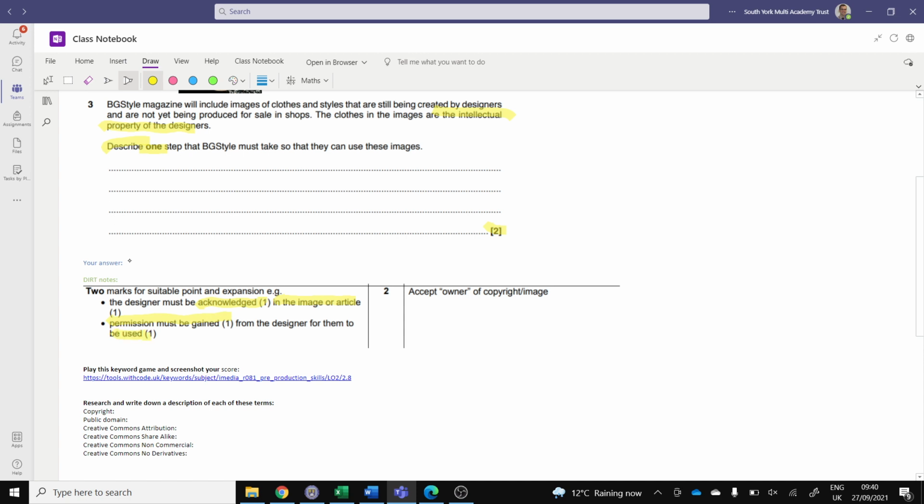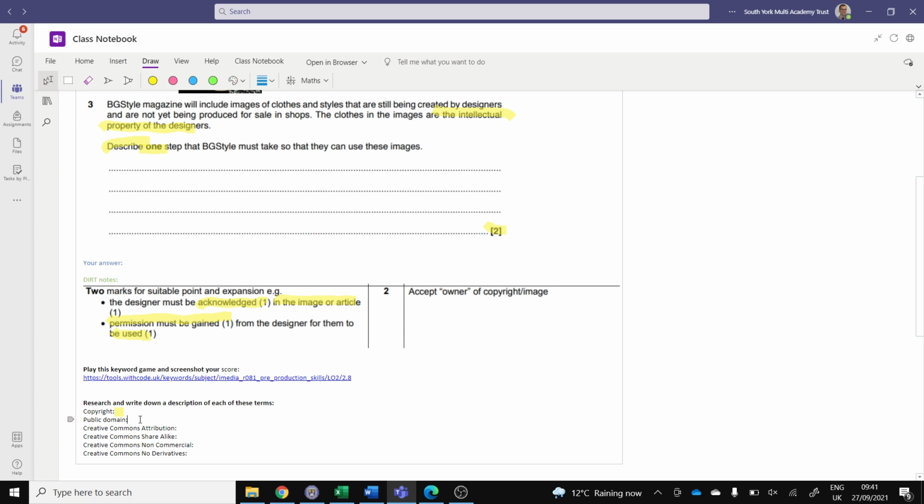I also gave you some additional challenges of a description of each of these terms linked to Creative Commons. So copyright is what we've described already, where somebody owns the intellectual property rights. And property means something that you own. Intellectual property means it might not physically exist, but you can still own the rights to it.